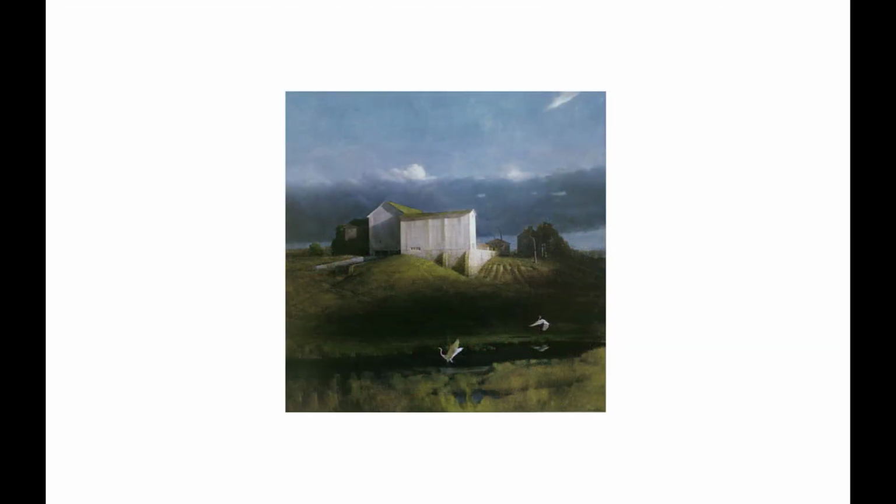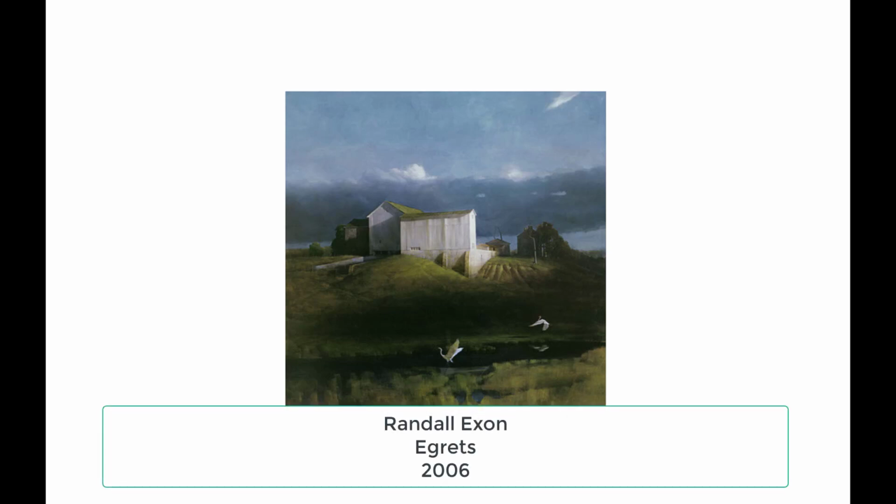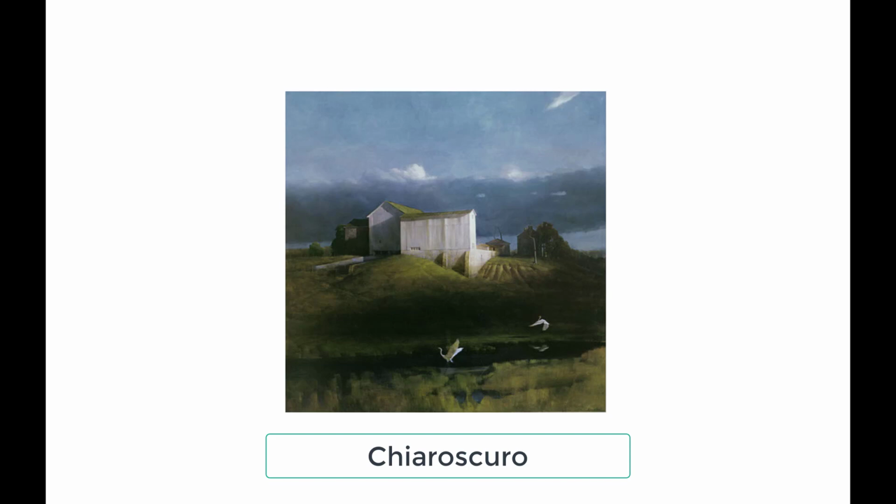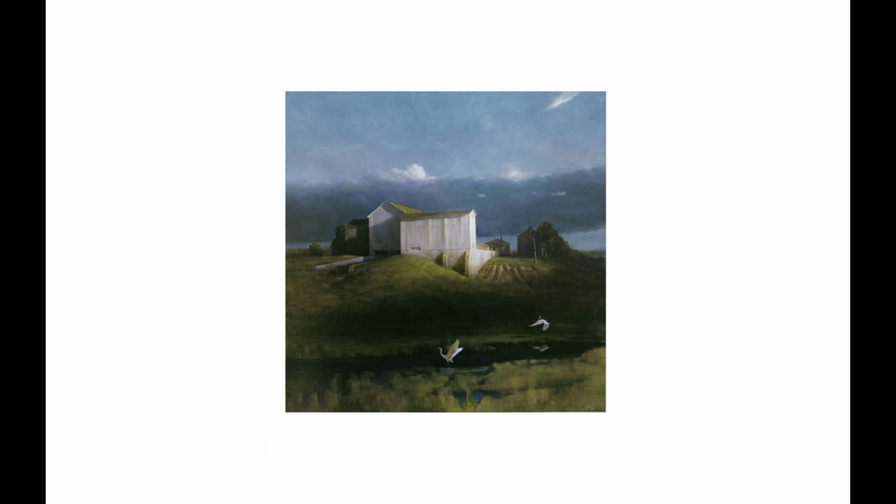Here's a painting by Randall Exon. It's called Egrets, after the birds that are flying in the front. Randall Exon uses a great amount of chiaroscuro here. Chiaroscuro means the contrast, the dramatic contrast between light and dark. In Italian, the first part of the word chiaro means light, and scuro means dark. Painters have, for generations, used a strong sense of chiaroscuro to create visual drama in their work.